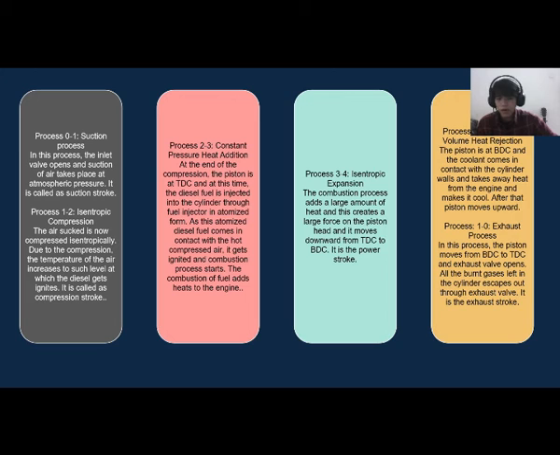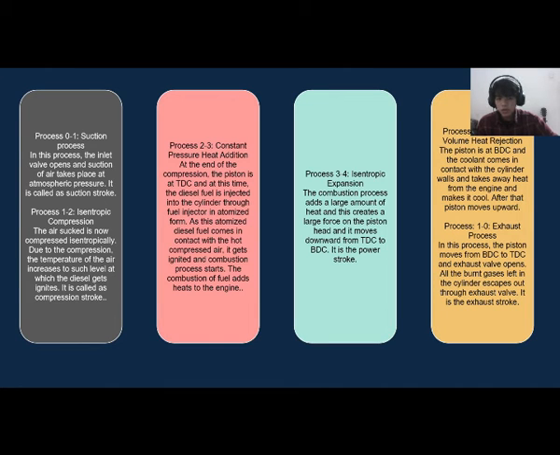Process 3-4, isentropic expansion. The combustion process adds a large amount of heat and this creates a large force on the piston head and it moves downward from TDC to BDC. It is the power stroke. Process 4-1, constant volume heat rejection. The piston is at BDC and coolant comes in contact with the cylinder walls and takes away heat from the engine and makes it cool. After that, the piston moves upward.